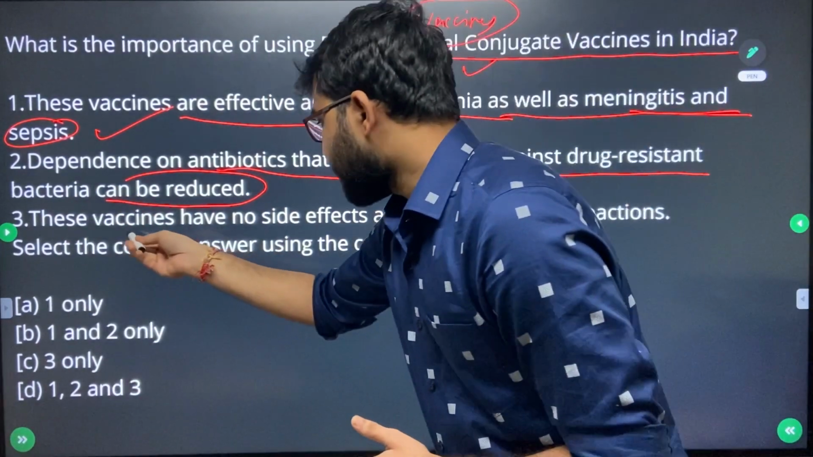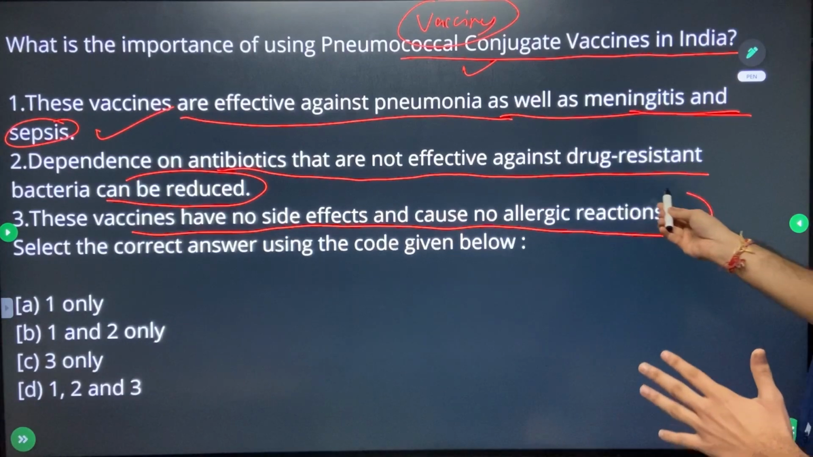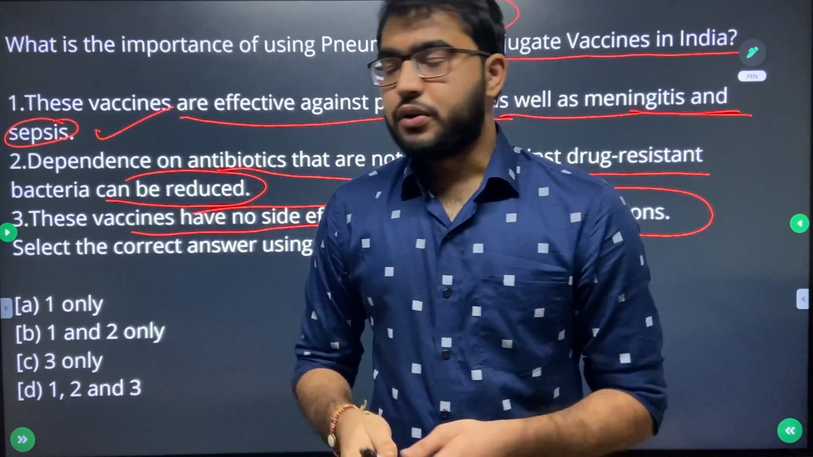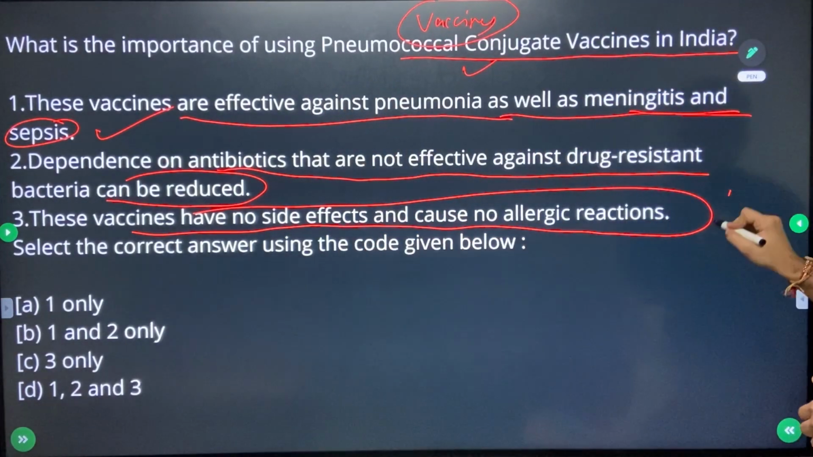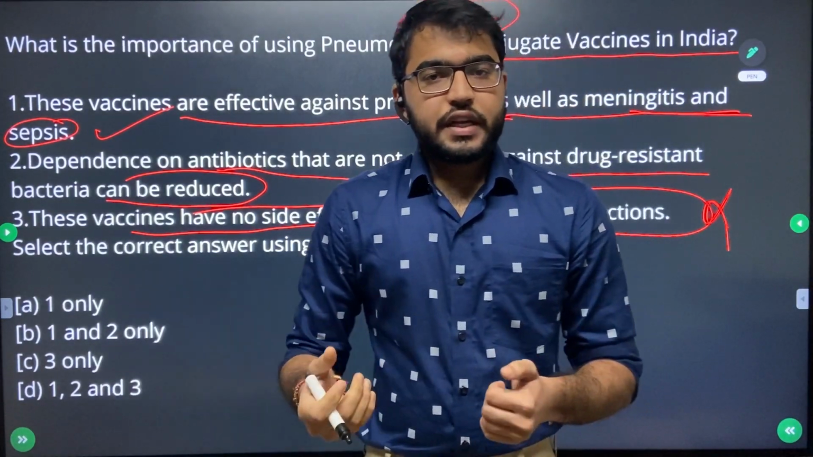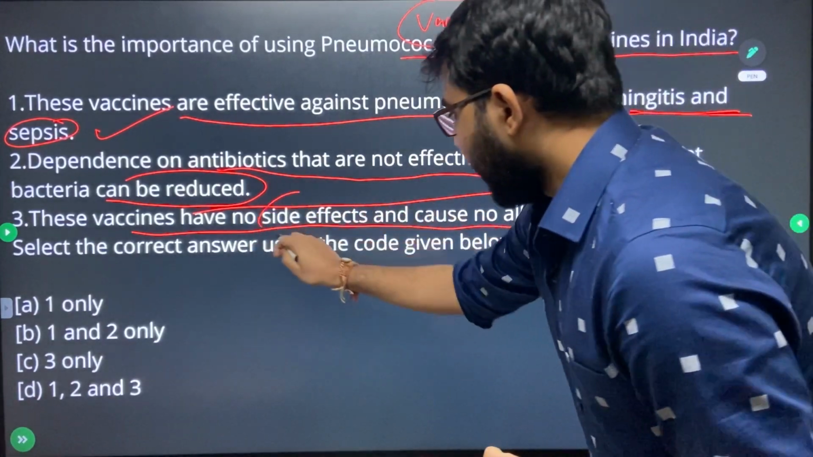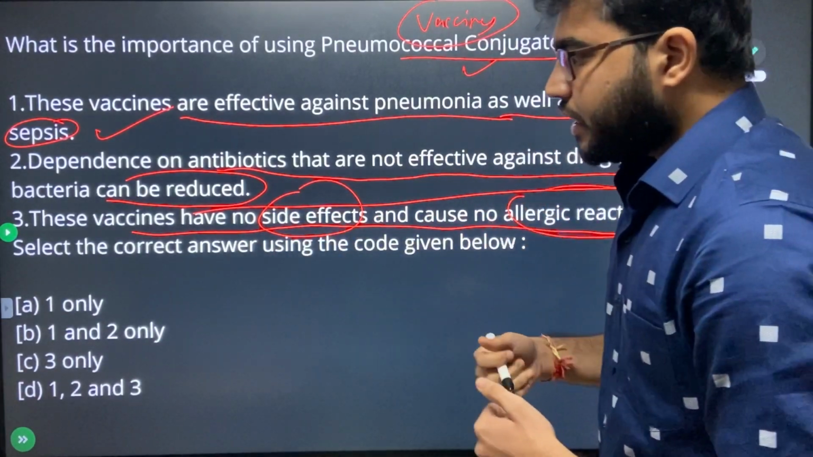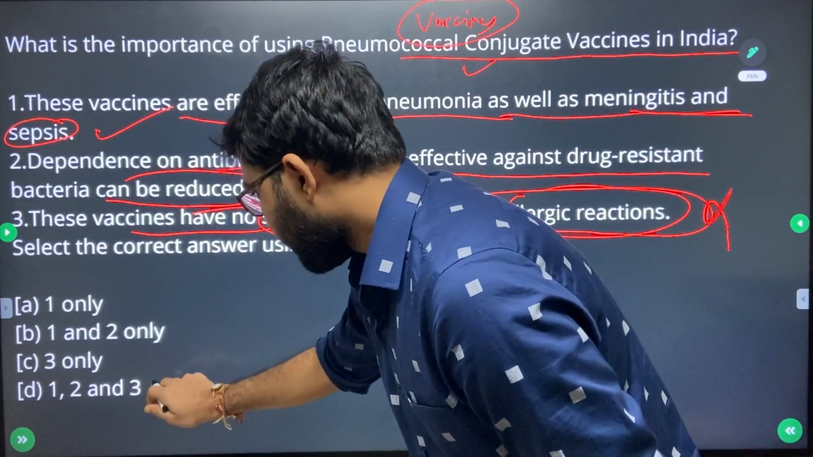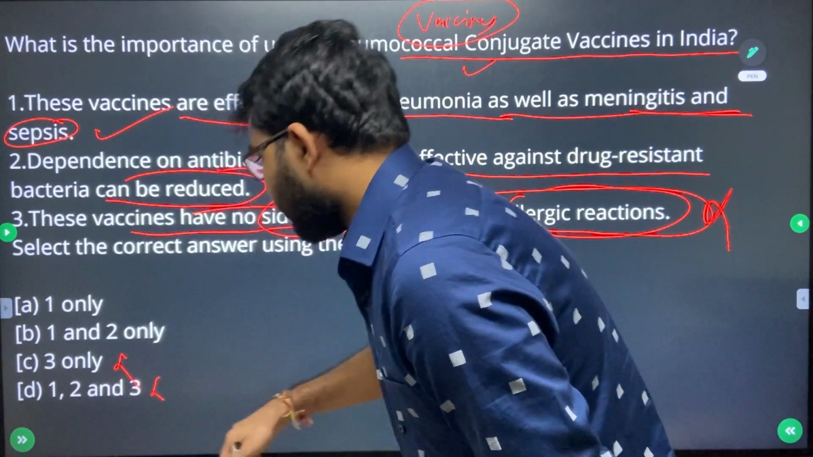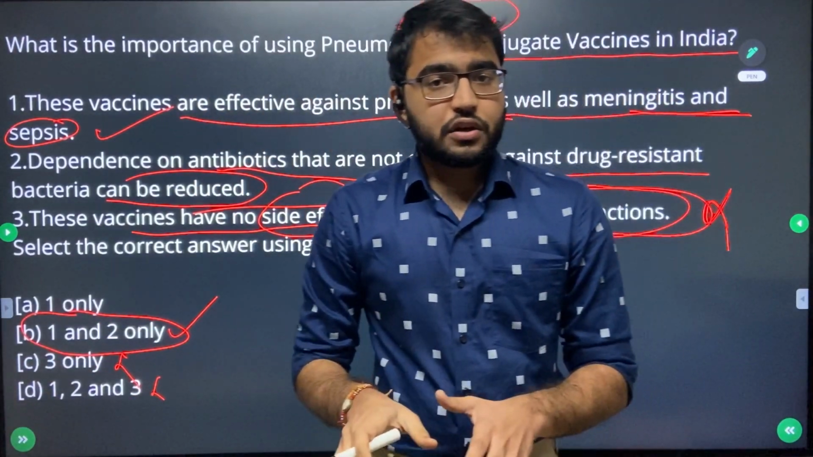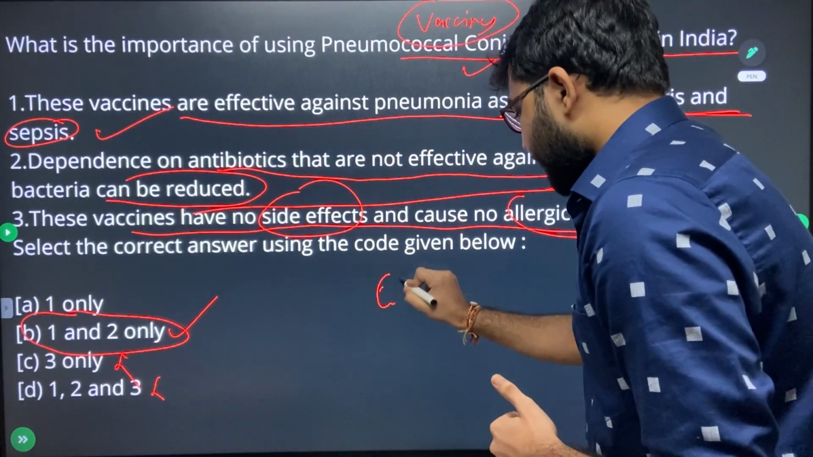Second statement: dependence on antibiotics that are not effective against drug resistant bacteria can be reduced. Now the third statement: these vaccines have no side effects and cause no allergic reaction. I hope you all have taken your vaccine doses, your first dose, second dose. So this is a very wrong statement, and one can easily eliminate it. When we take a vaccine, usually there are some side effects and allergic reactions. It is a very usual thing, everyone knows. So you can easily eliminate statement number 3. So this cannot be your answer, this cannot be your answer, and B, 1 and 2, is your answer. So again, this question you can easily solve by applying the elimination technique.